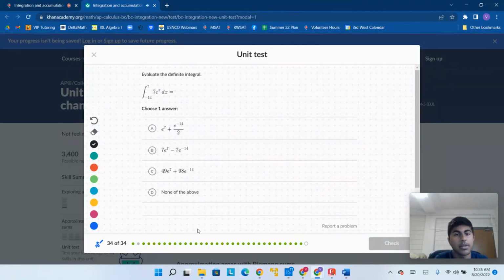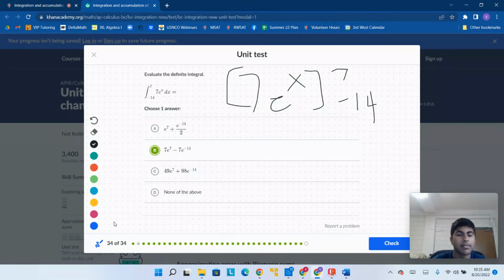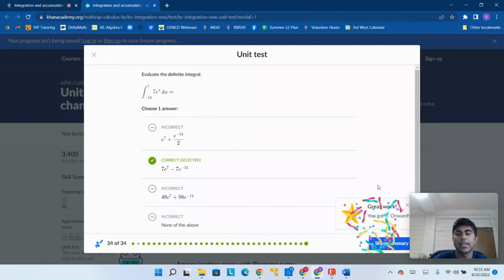Alright, let's keep going. Evaluate the definite integral. Well, 7e to the x, the antiderivative of e to the x is just going to be e to the x, so you're going to end up with 7e to the x from negative 14 to 7. So you're going to have 7e to the 7 minus 7e to the negative 14, which is answer choice B right there. And that's our answer.